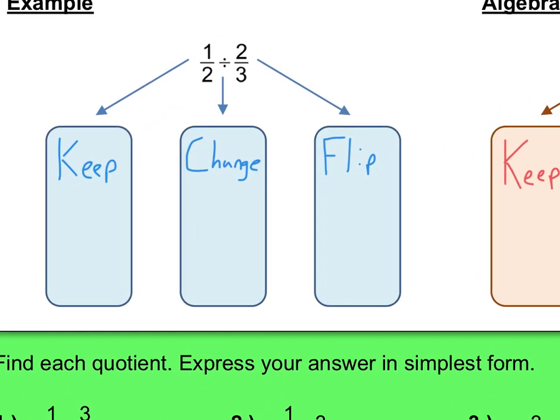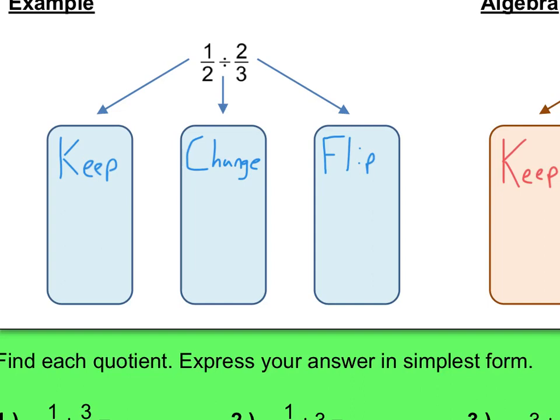So it goes like this. Keep the first fraction, we have 1/2. Change divide to multiply, and do the reciprocal or flip the second fraction, 3/2. And then you just multiply straight across. 1 times 3 is 3, 2 times 2 is 4, this equals 3 over 4.